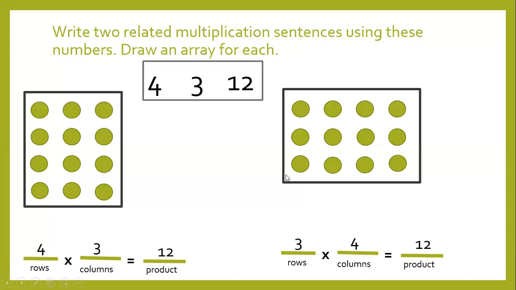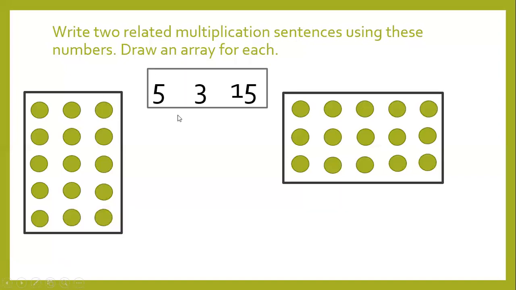Okay, so let's try another one. Here we have our factors of 5 and 3 and our product of 15. So the first way we've drawn our array is 5 rows, 1, 2, 3, 4, 5, and 3 columns, 1, 2, 3. So 5 rows times 3 columns will give us a product of 15.